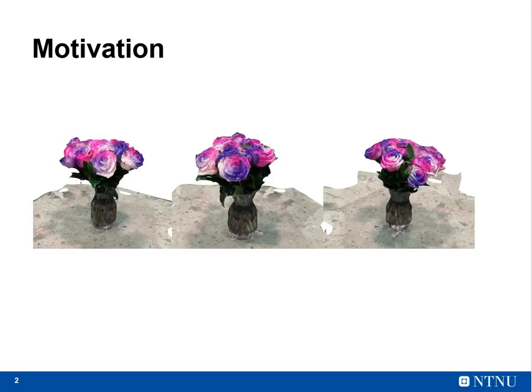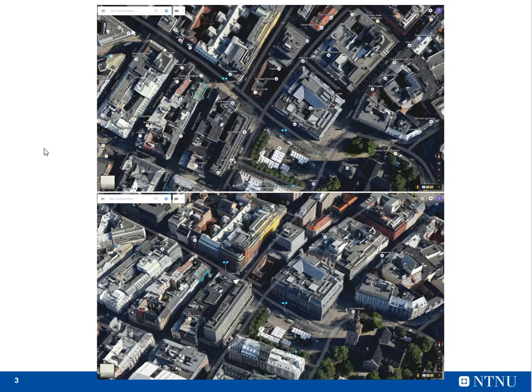Here is another example of 3D reconstruction. Google has created a new 3D function which allows users to view parts of the world as 3D models. The top image shows a 2D representation of Oslo, while the bottom image shows the same area represented in 3D.